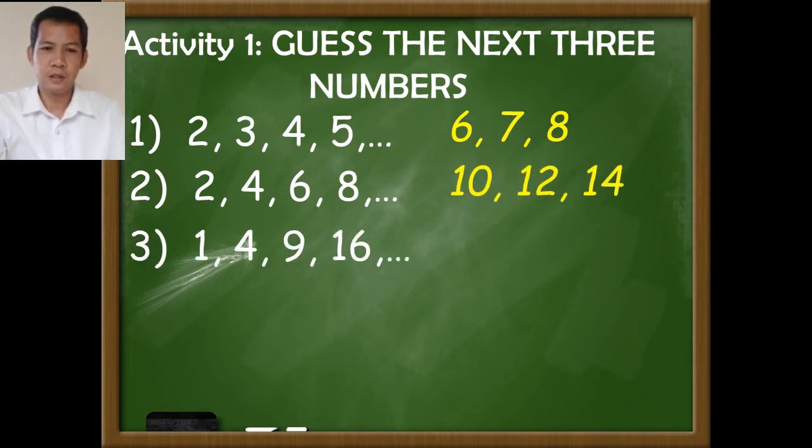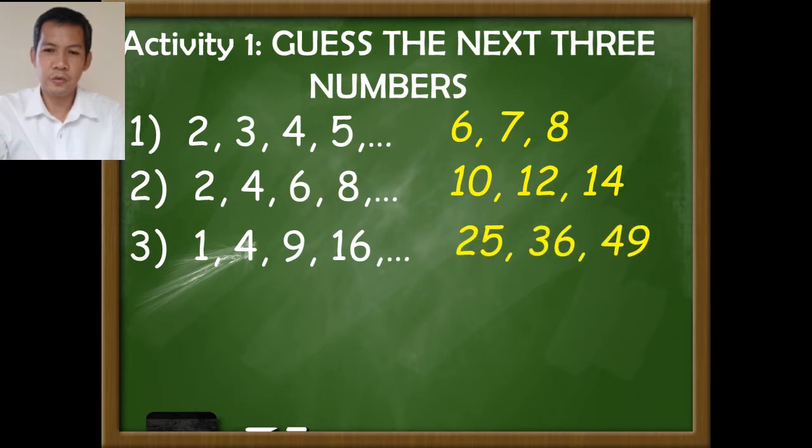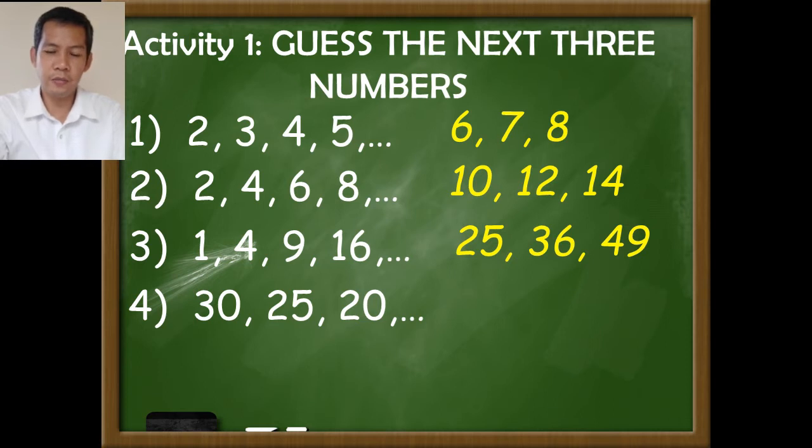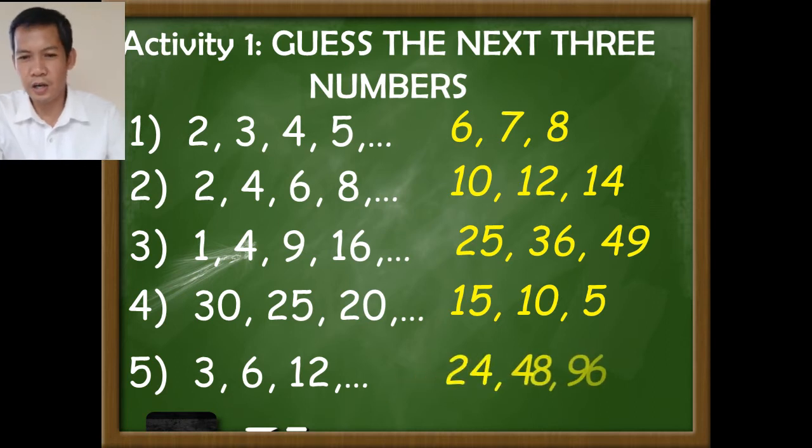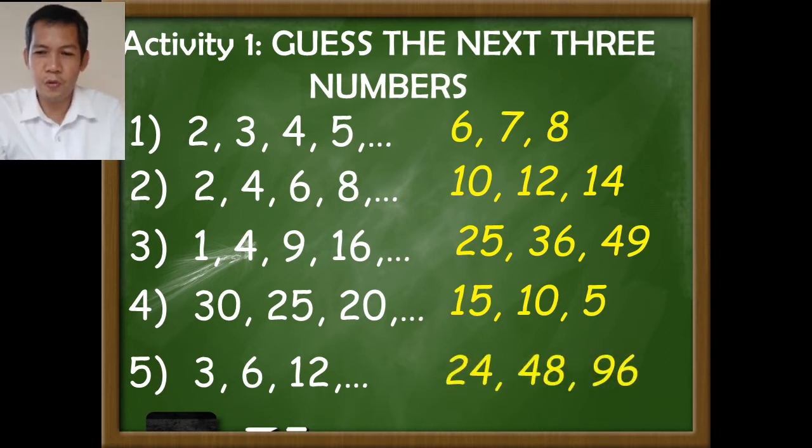Next. 1, 4, 9, 16. The next 3 numbers are 25, 36, 49. Next. 30, 25, 20. 15, 10, 5 are the next 3 numbers. Next, 3, 6, 12. The next 3 numbers are 24, 48, 96. What you have just seen and heard are sequences.